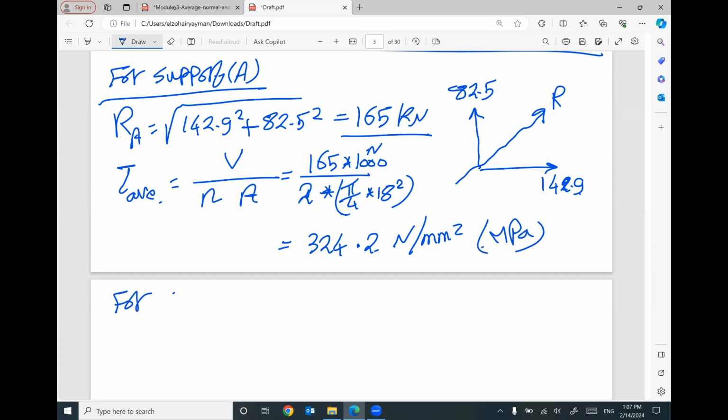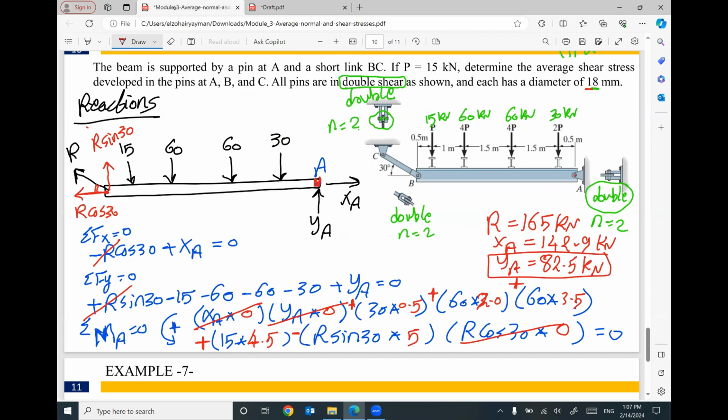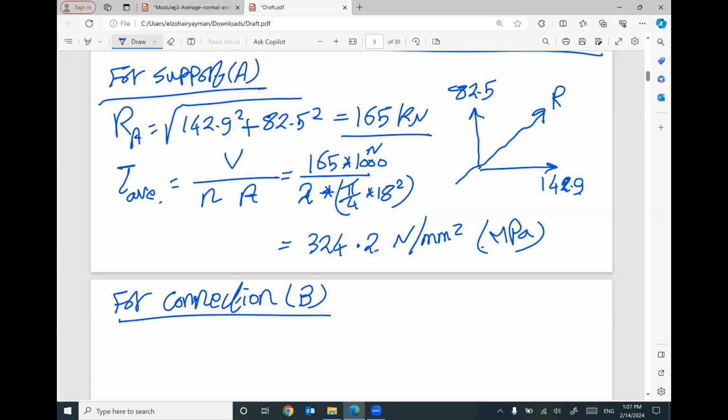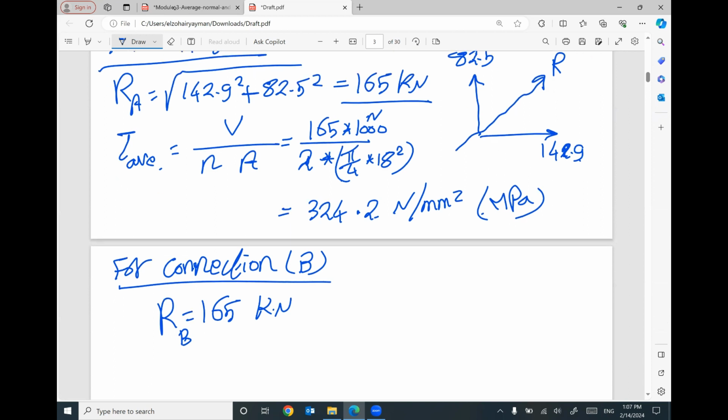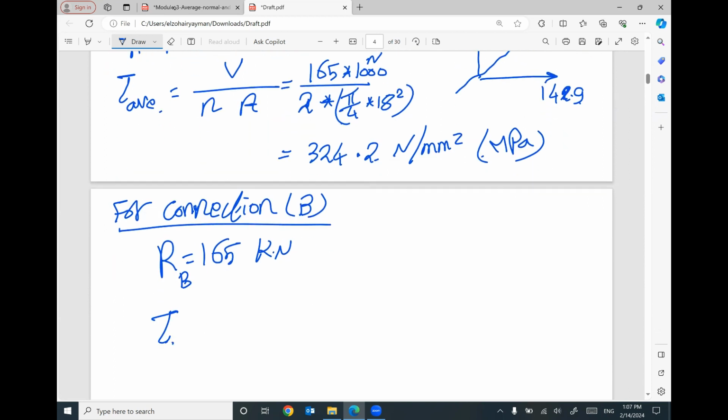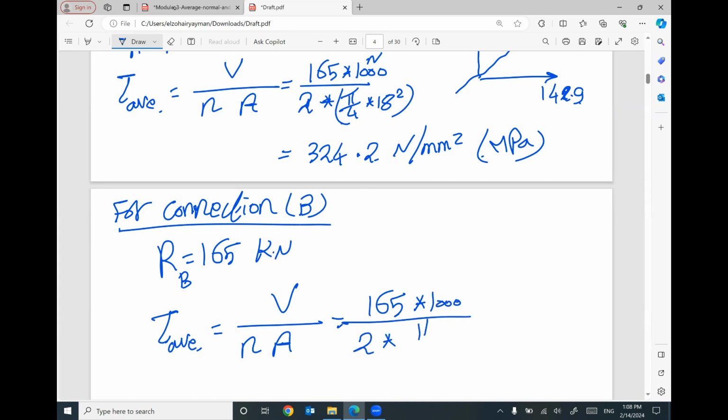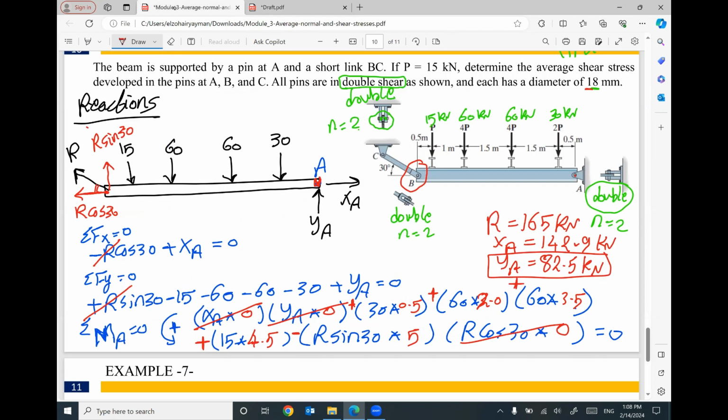For connection B, we have a resultant force R equal to 165 kilonewton. The average shear stress will equal V divided by N times A. V equals 165, multiplied by 1000 to be in Newton. N is 2 for double shear, and the area is pi divided by 4 times 18 squared. I'm going to get the same number, 324.2.